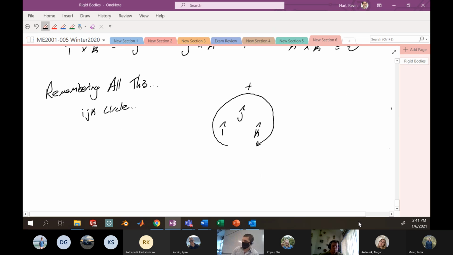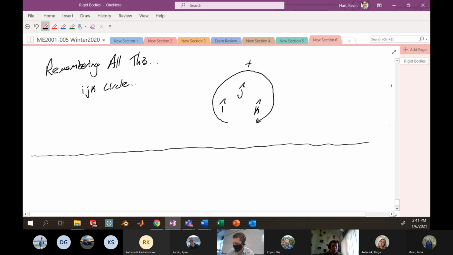Now, that's for unit vectors, and we know that we can break down any vector into its components in I, J, and K. So let's extend the idea that we just learned to a vector that has a variety of magnitudes in different directions. So here, vector products of components.